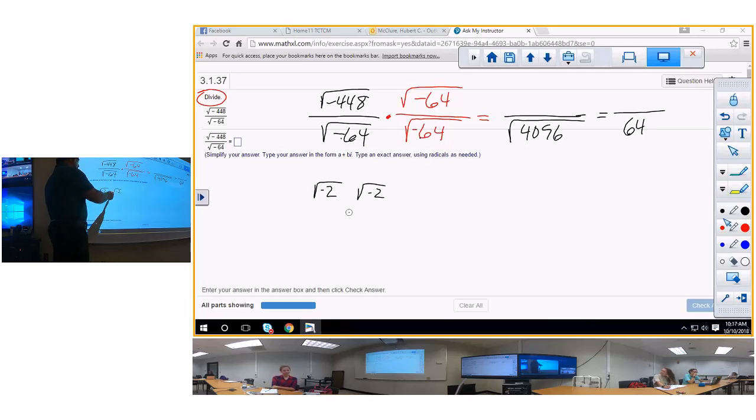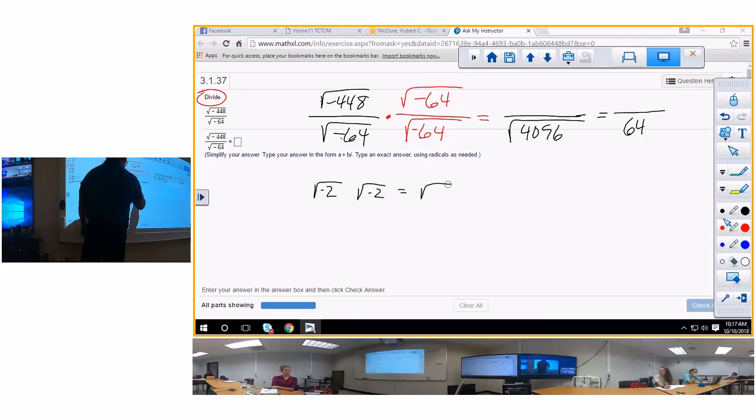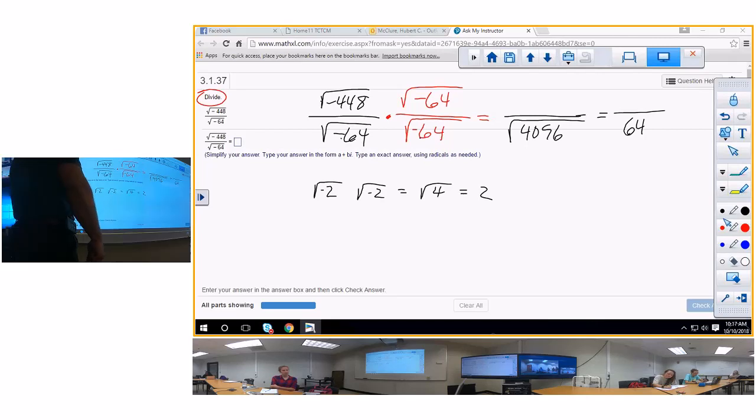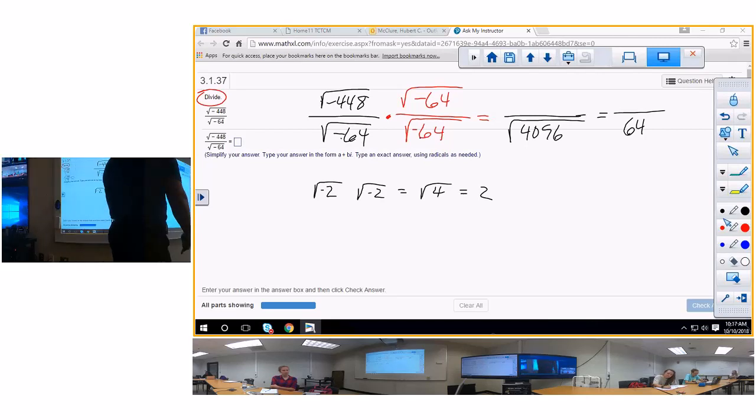What's negative 2 times negative 2? 4. Square root of 4 is? 2. That's what I'm saying. So if it's over that, like in front of your problem right there, then the answer is always going to be just what is under. It should be the positive 64, yes. That's called the radical.